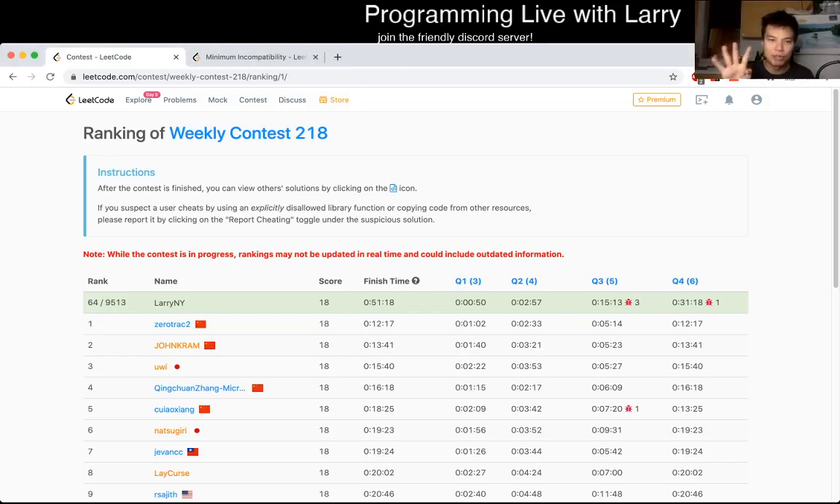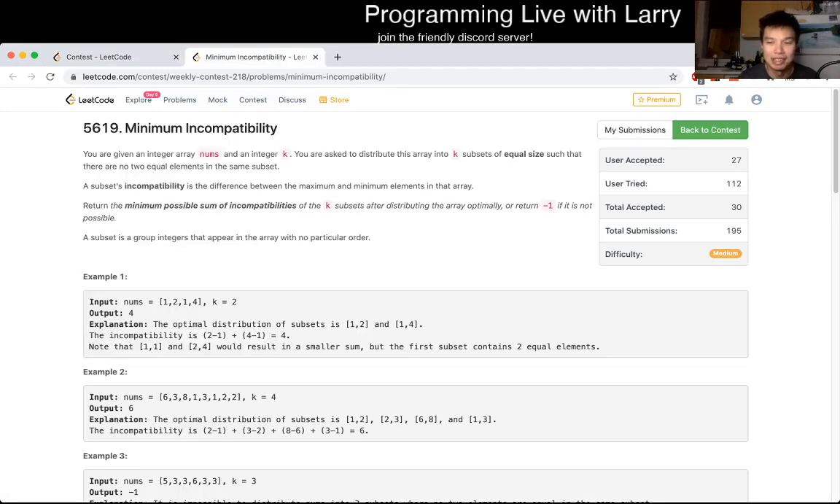This is me going over Q4 of the weekly contest 218, minimal incompatibility. I had a lot of incompatibility with this problem.